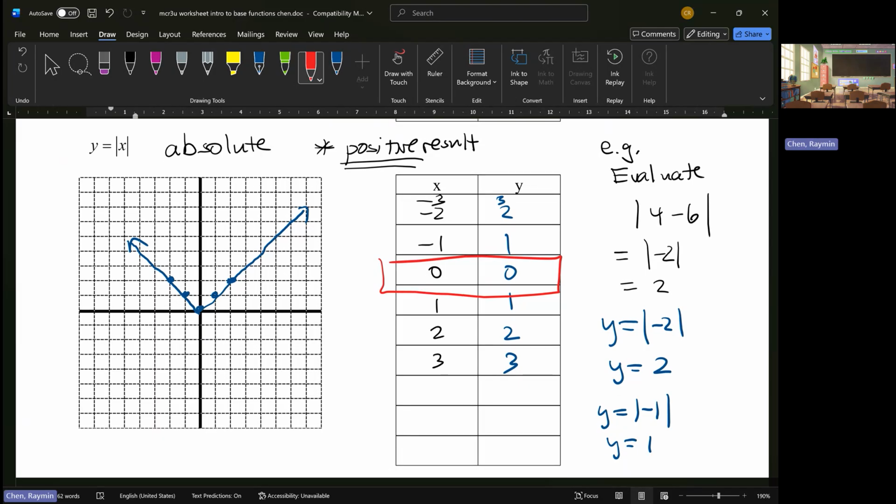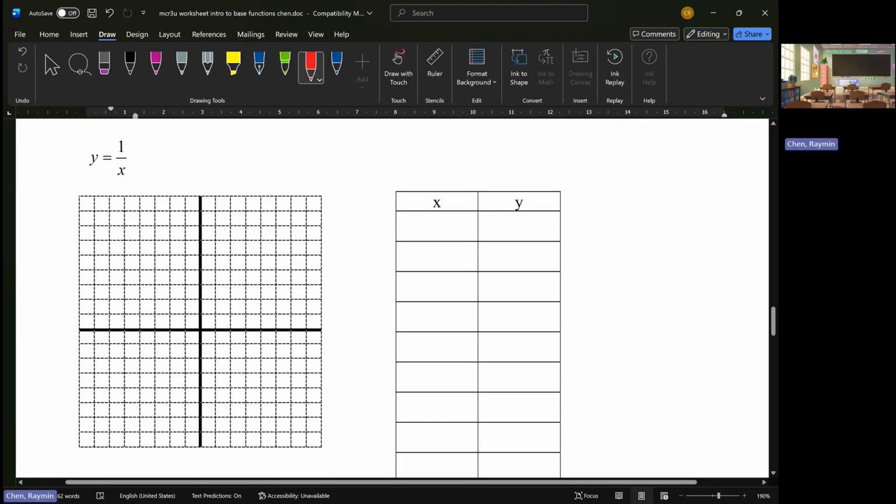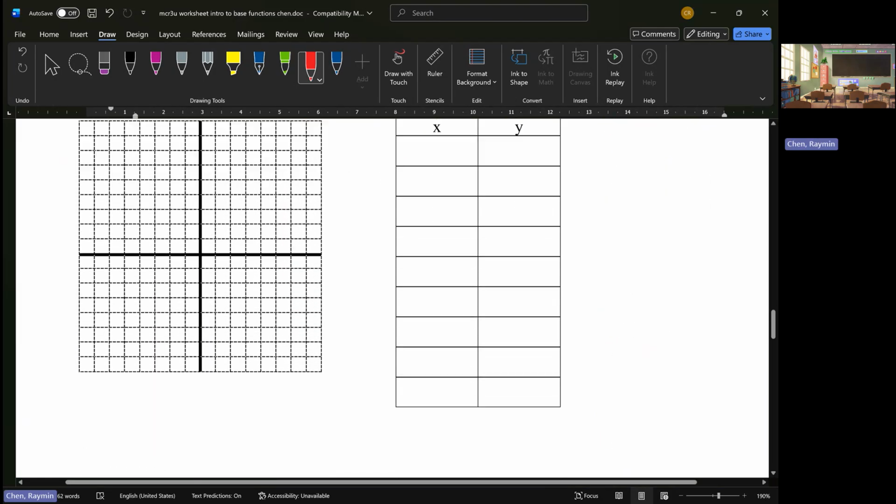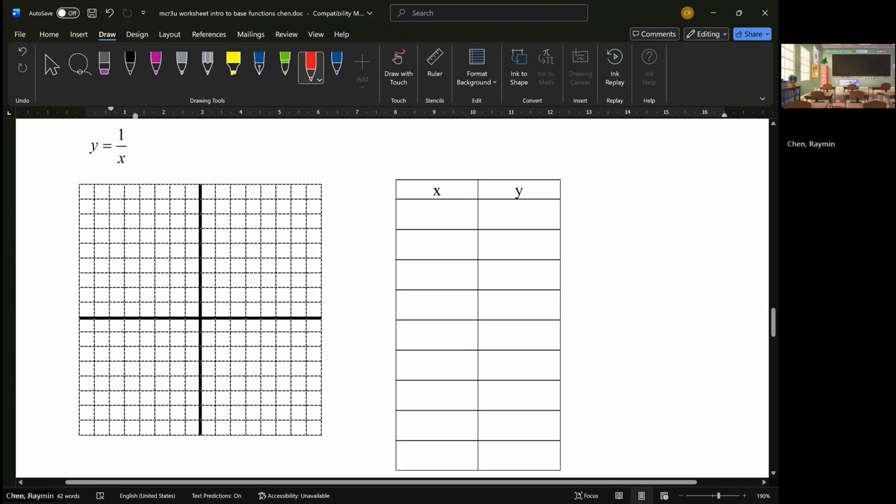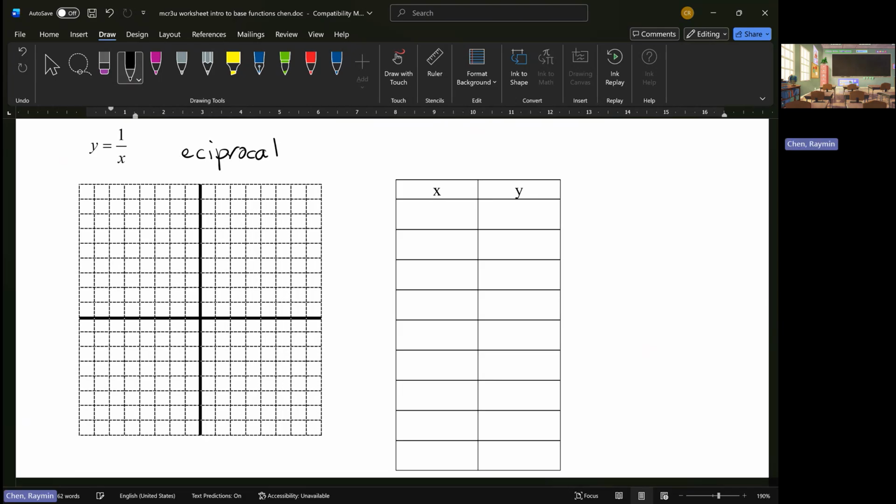Our final function, which is the trickiest one, which I tend to do last. And I actually made sure I had a lot of room. This is y equals 1 over x. This is known as the reciprocal function. Let's change the color.